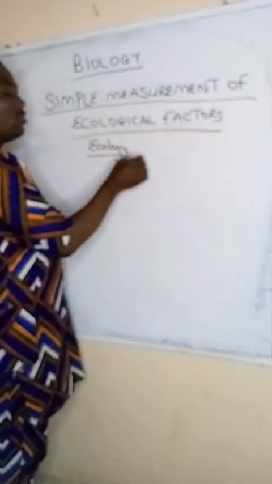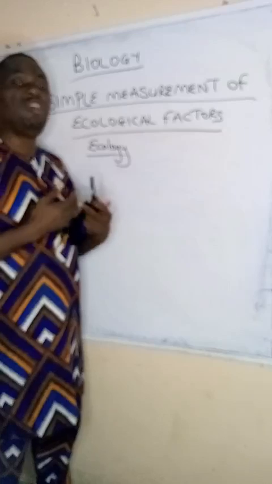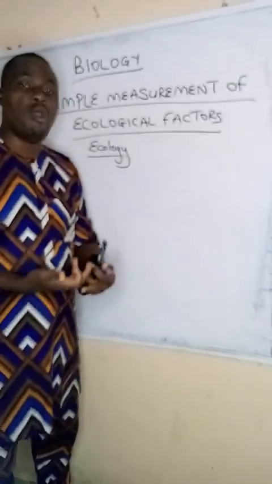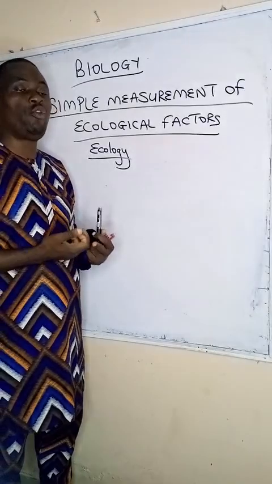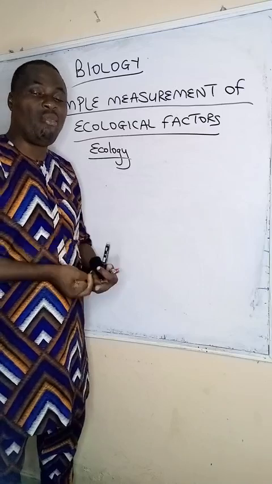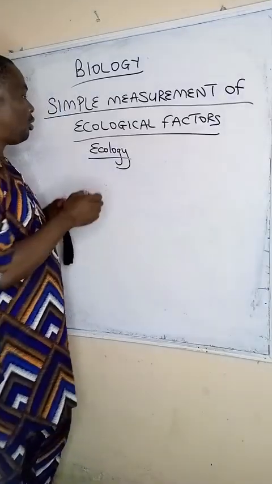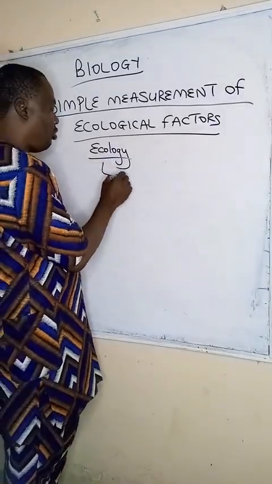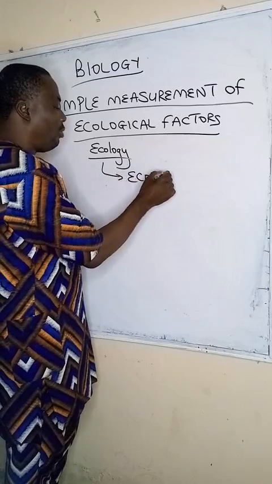Ecology is the study of living organisms, mainly plants and animals, in relation to their environment. How living things interact with their physical environment. You can also say the inter-relationships between living organisms and their environment. That's called ecology. And under ecology, we study something called the ecosystem. What is the ecosystem?